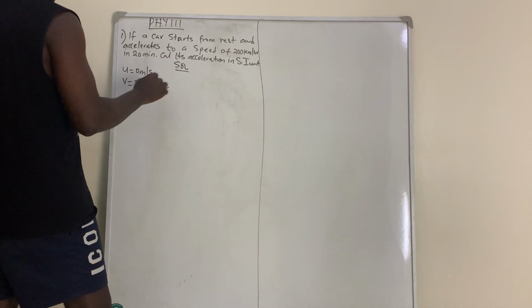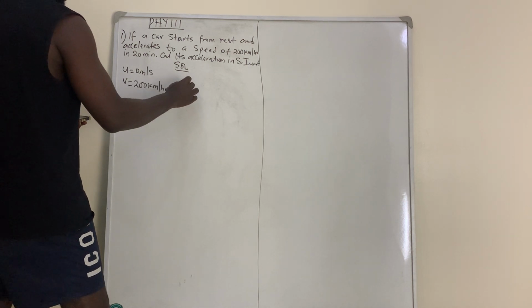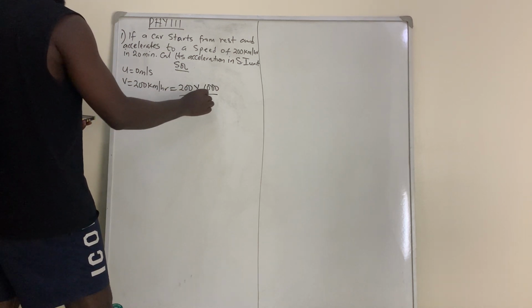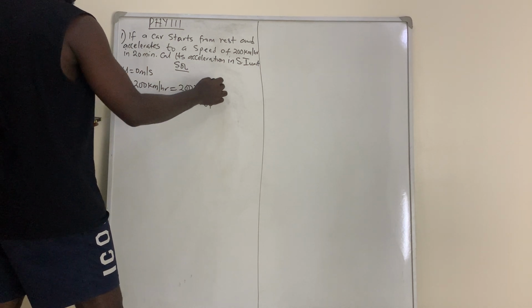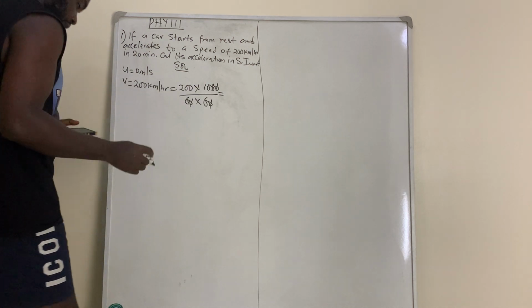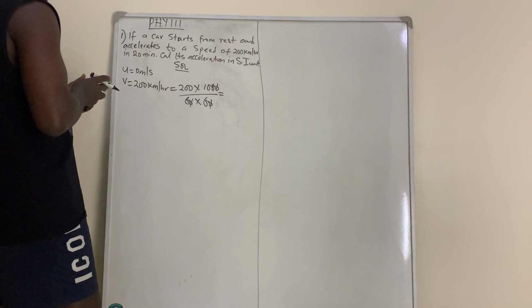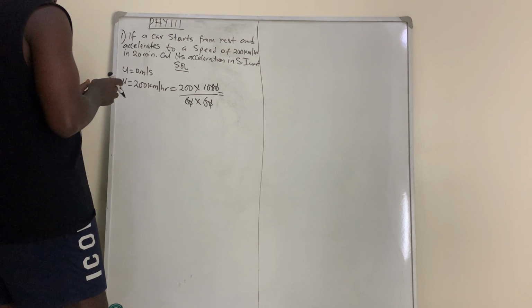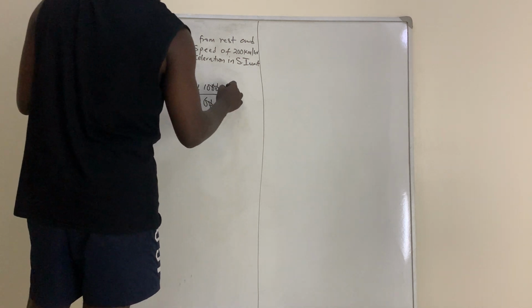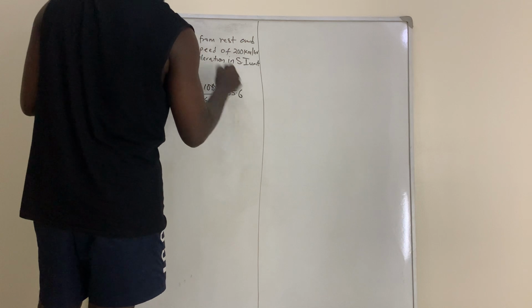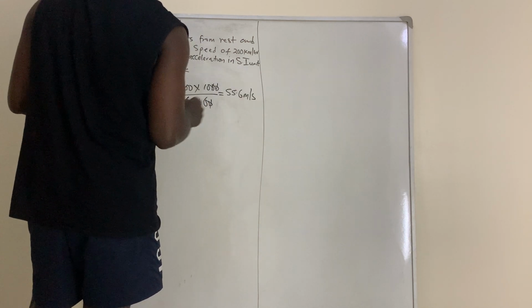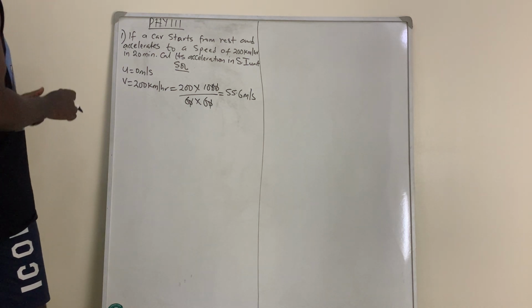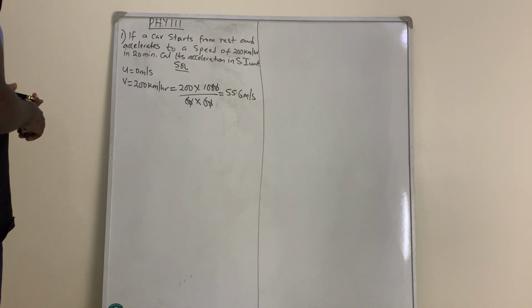Converting it to meter per second, you are going to have 200 times kilo, which means 1000, so times 1000, divided by, from hour to minute is 60, from minute to second is another 60. So 0 takes care of 0, 0 takes care of 0. I'm going to have 2000 divided by 36, 6 times 6 is 36, so 2000 divided by 36. So I'm going to have 55.6 meter per second. Let me check again, 2000 divided by 36.